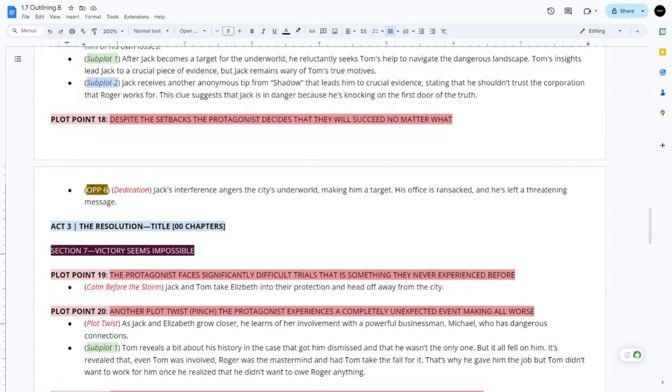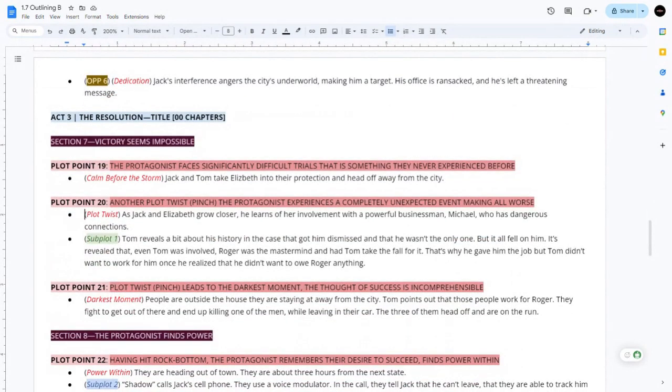The original plot point 7 was, as Jack and Elizabeth grow closer, he learns of her involvement with a powerful businessman, Michael, who has dangerous connections, which is right here. Let's put that there. And now we know we have one new plot point between that, because we're in Act 3, the resolution. Jack and Tom take Elizabeth into their protection and head away from the city. Which brings us to this.